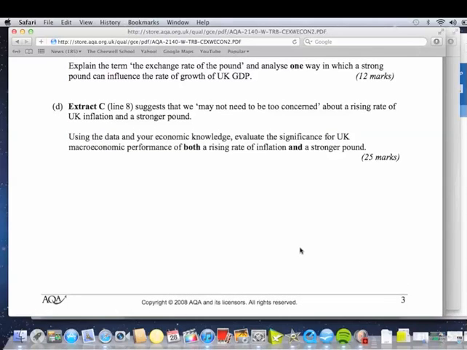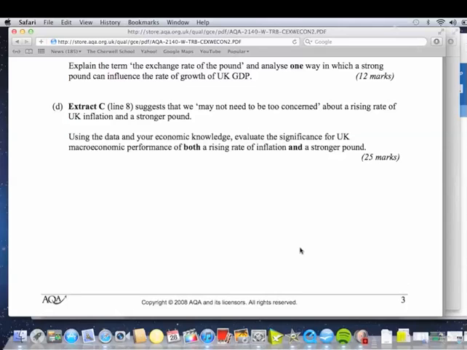Let's just look at it carefully and make sure we're answering this question, which is what we call the context. So we've got extract C, line 8. It's definitely going to be worth our while having a proper read of that extract C. There might be some more information around that line. It says, we may not need to be too concerned about a rising rate of UK inflation and a stronger pound. Well, today we've got still high inflation and we've got a weaker pound.